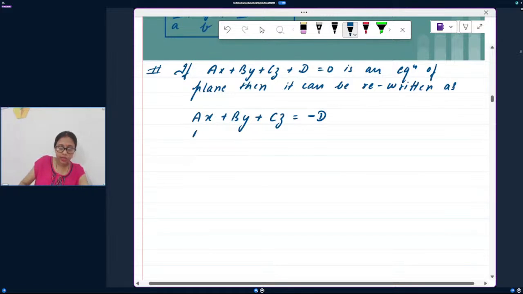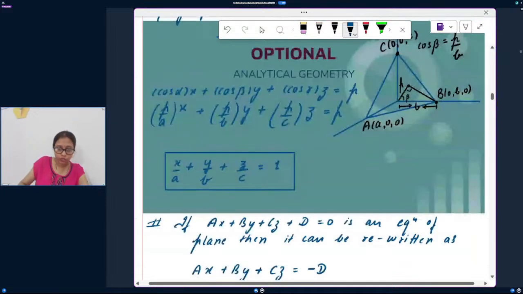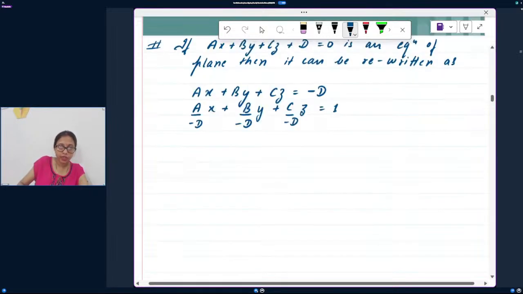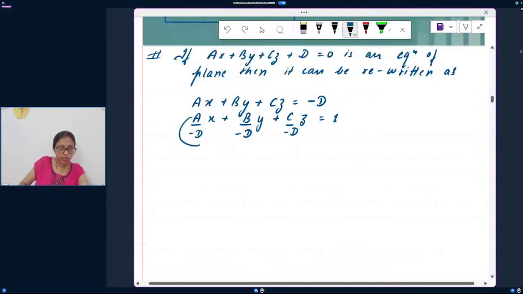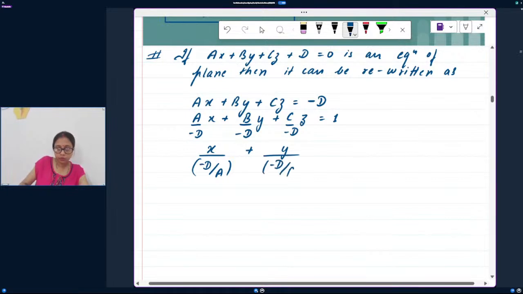So if I divide, I'll get a divided by minus d x plus b divided by minus d y plus c divided by minus d z is equal to 1. But I don't want the coefficients of x in the numerator. In the denominator, I want some constants. So I can take these a, b, c into the denominator. So it will be x divided by minus d by a plus y divided by minus d by b plus z divided by minus d by c is equal to 1, and this now exactly looks like your intercept form.